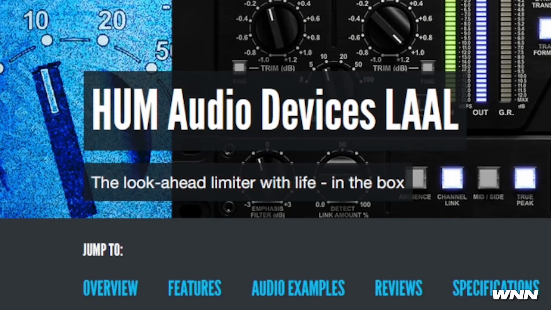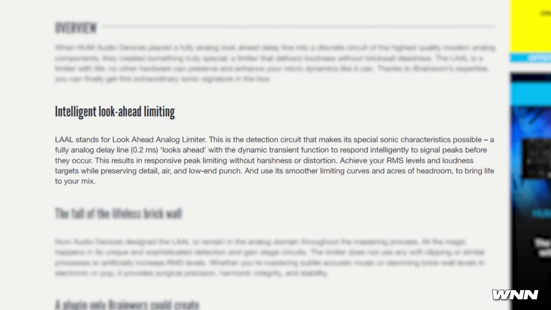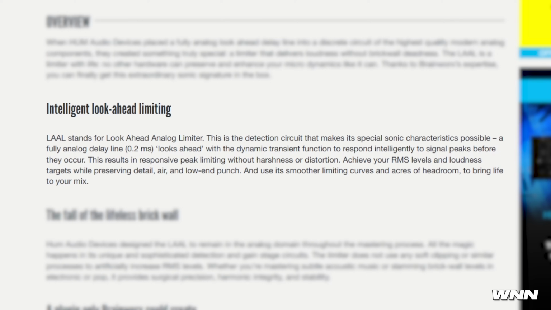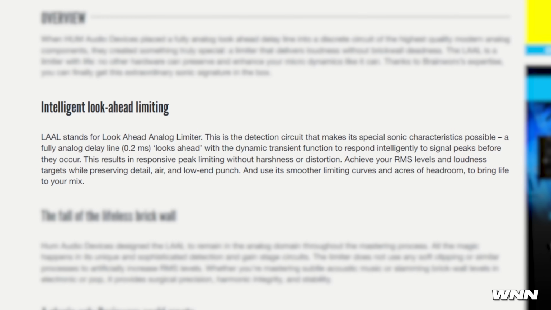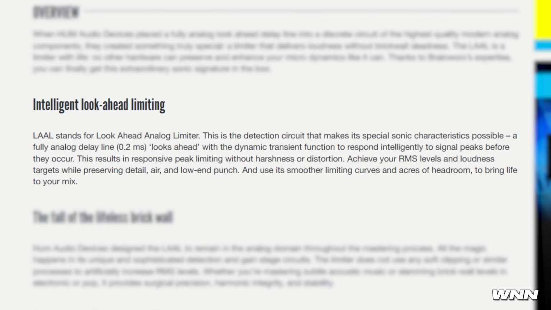So they say this is a look-ahead limiter with life in the box. So it does intelligent look-ahead limiting. They state it is a fully analog delay line with 0.2 ms look-ahead with dynamic transient function to respond intelligently to signal peaks before they occur, resulting in responsive peak limiting without harshness or distortion. Okay, listen, at a certain point, there's going to be harshness or distortion. I'm assuming they just mean at low levels, but I feel like that generally doesn't happen at low levels anyway, but maybe there's something else to it here that I'm not seeing. Maybe you could take it all the way to plus 18 LUFS, I don't know.